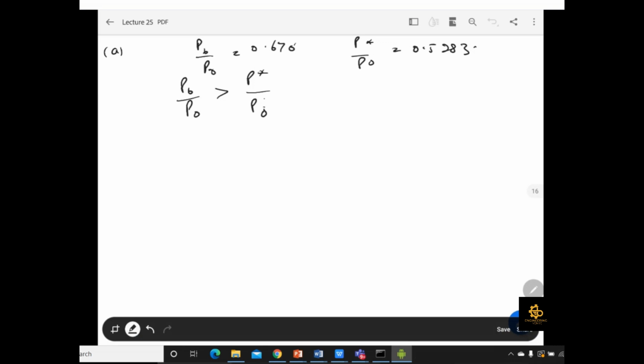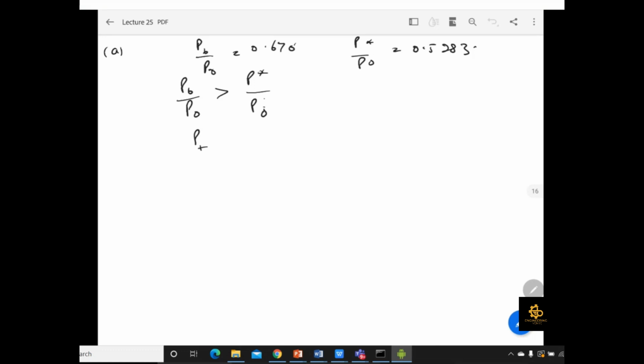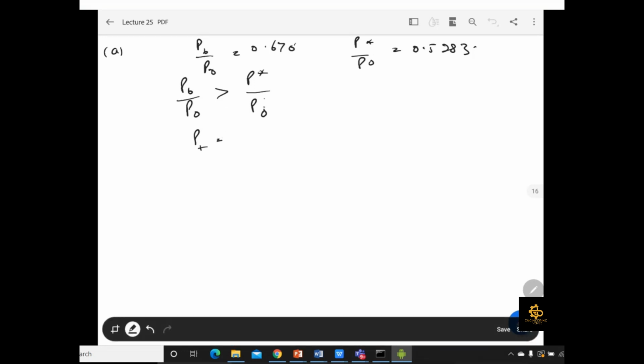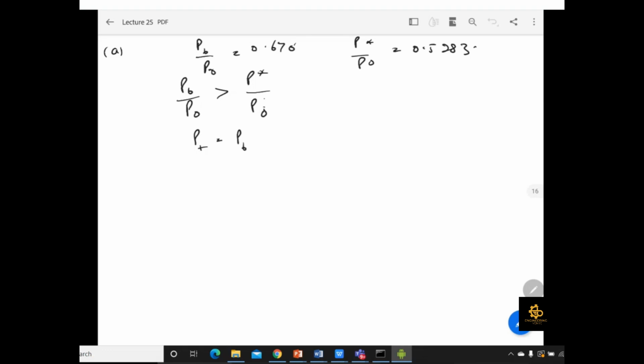Okay. So here, if this condition is satisfied, that PB by P naught is greater than P star by P naught, from here we can easily say that your throat pressure is equal to back pressure, or you can say exit pressure is equal to back pressure. This is 0.7 megapascal.